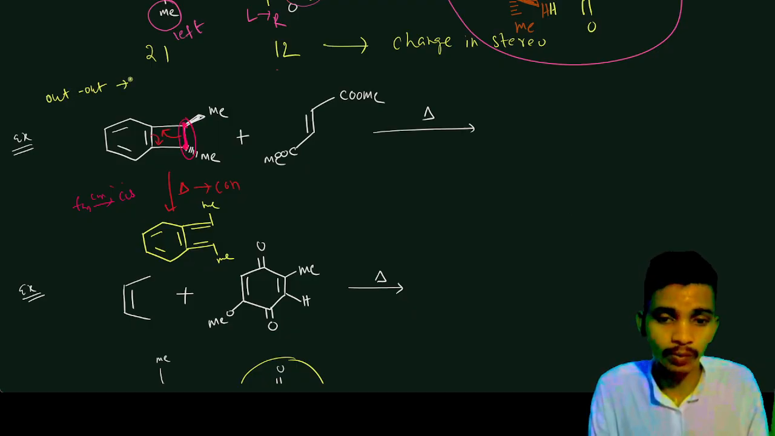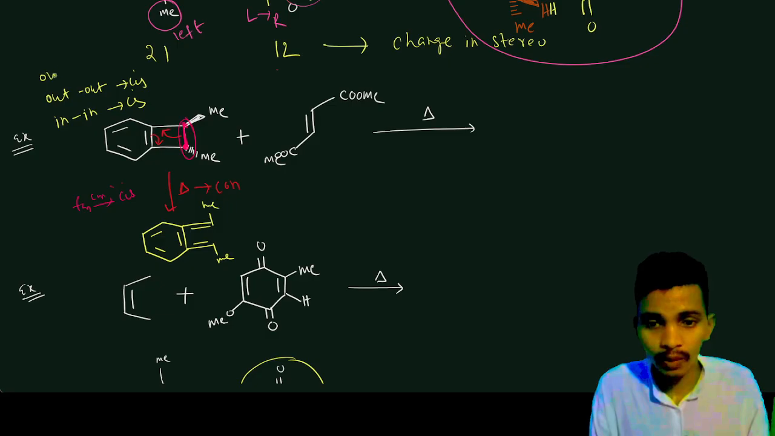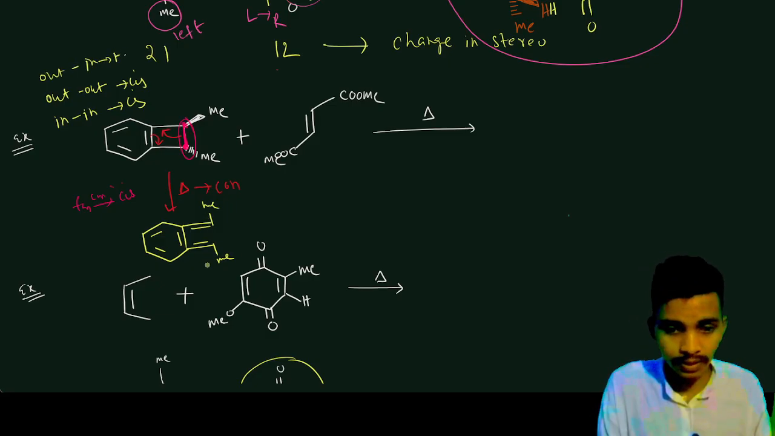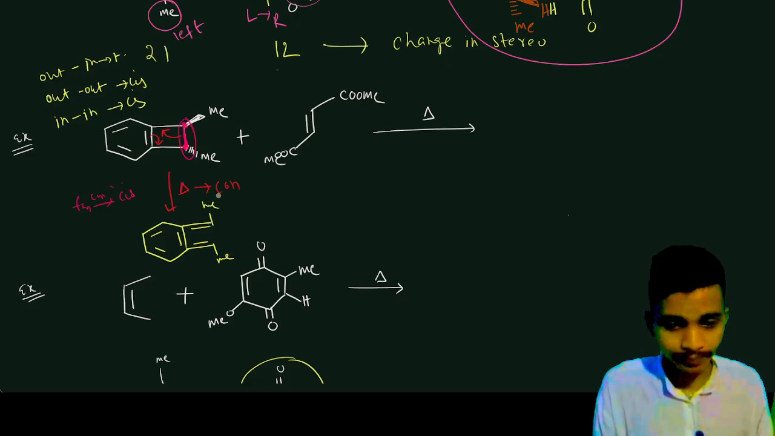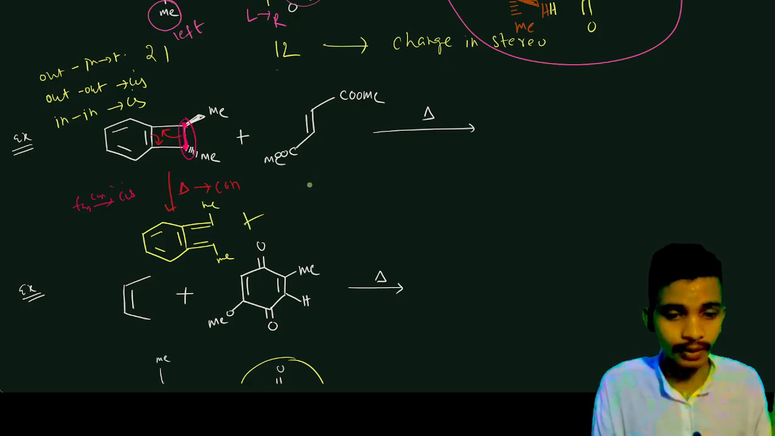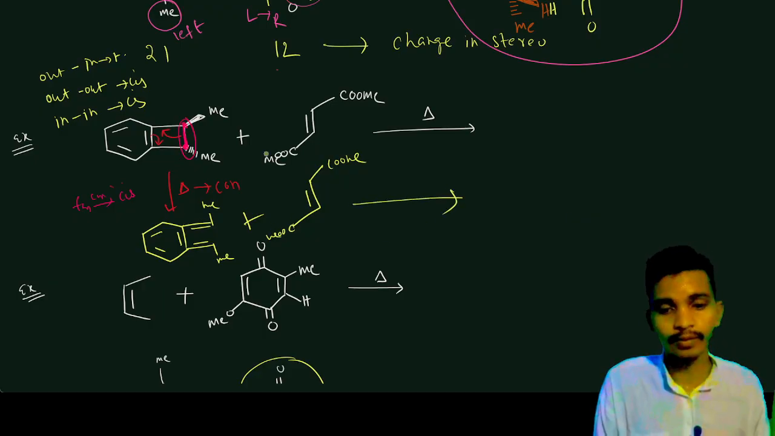Out and out is going to be cis, or in and in is going to be cis. Trans is out and in, then that is going to be trans. So this is out, so I changed it into the cis. So first this will happen, after that it will do the reaction with this. First it will happen, after that it will do the reactions with this.